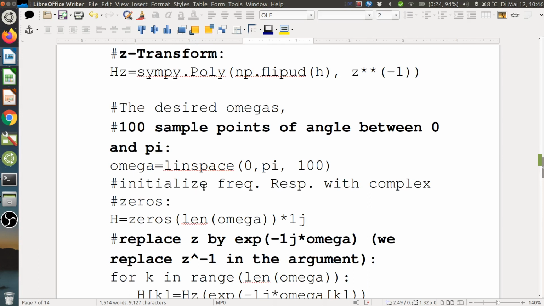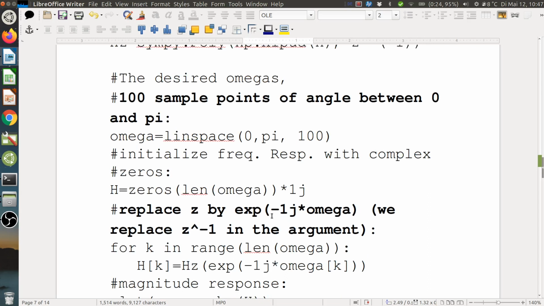So here we initialize the frequency response with zeros, with actually complex valued zeros, because here multiplied with the imaginary unit in Python, 1j. 1j is the imaginary unit in Python. So this is a predefined variable which represents the imaginary unit.